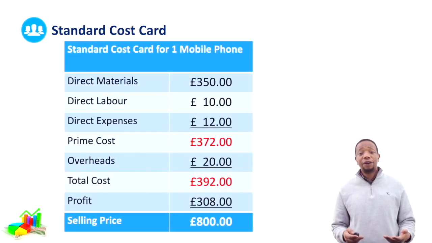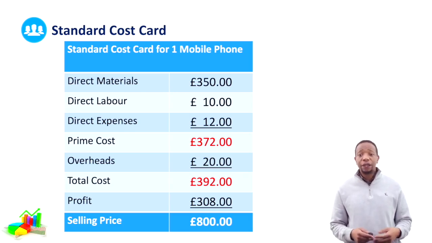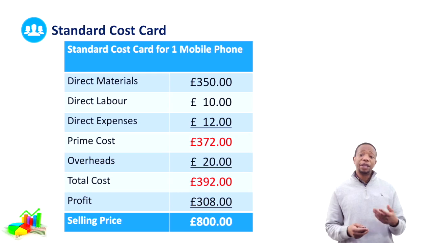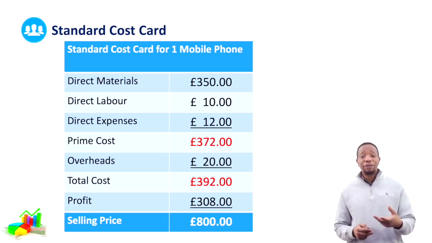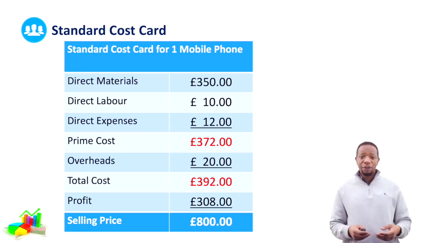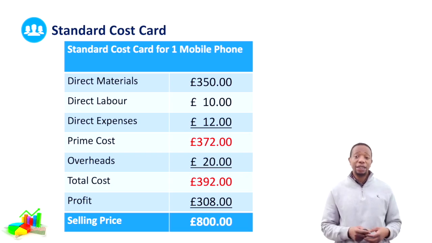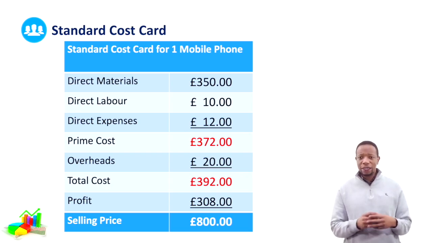So we would have our direct materials, which would be £3.50. We would have our direct labor, which would be £10. And then our direct expense is £12, and that will come to £3.72 for the phone. And then our overheads, we did share them as £20 per phone, so that comes up to £3.92. And then we would charge some ridiculous markup like these phone companies do, of something like £308, and the phone comes to £800. Now that's the standard cost card, and that's what we're trying to do.